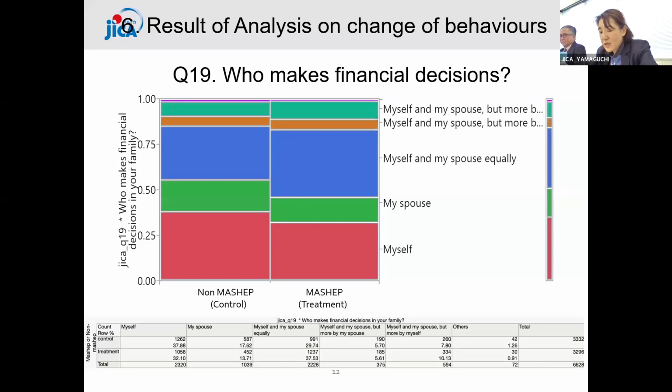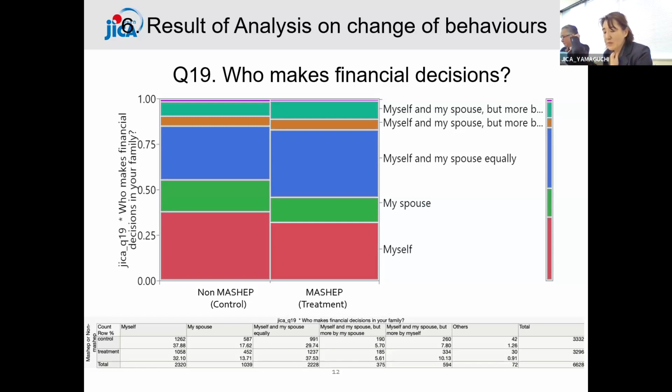On the other hand, red and green indicate decision made by the farmer or spouse individually. The right side is similar to the previous slide. The right side is the SHEP farmers' answer, and the left side is the answer for the non-SHEP. On the right side, for the SHEP, the blue of the SHEP farmers is larger than the blue of the non-SHEP farmers on the left.